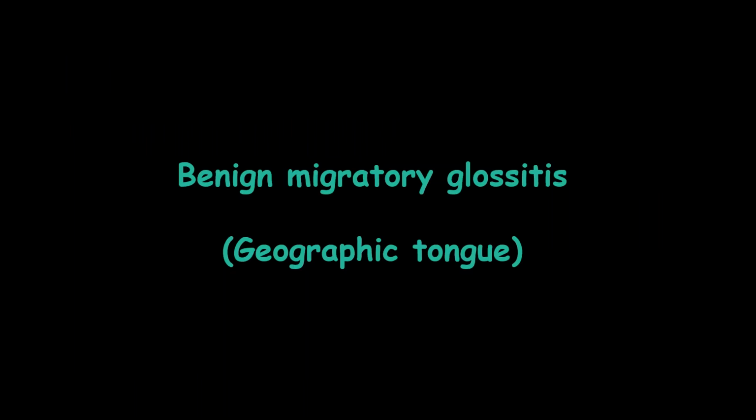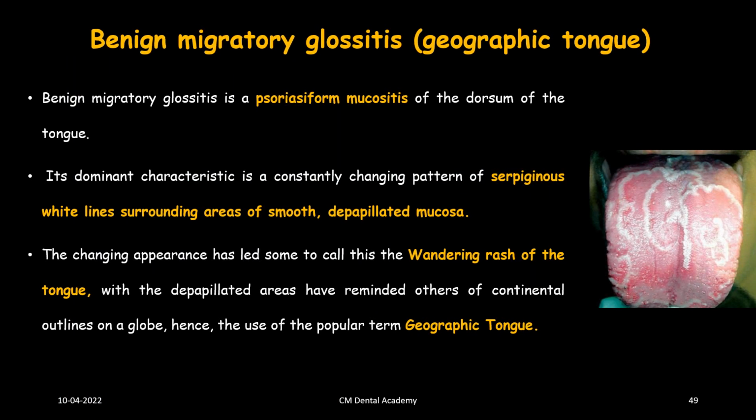Benign migratory glossitis or geographic tongue. It is a psoriasiform mucositis of the dorsum of the tongue. The dominant characteristic is a constantly changing pattern of serpiginous white lines surrounding areas of smooth depapillated mucosa. The changing appearance has led some to call this a wandering rash of the tongue, with the depapillated areas reminding others of the continental outlines on the globe. The use of the popular term geographic tongue is common.